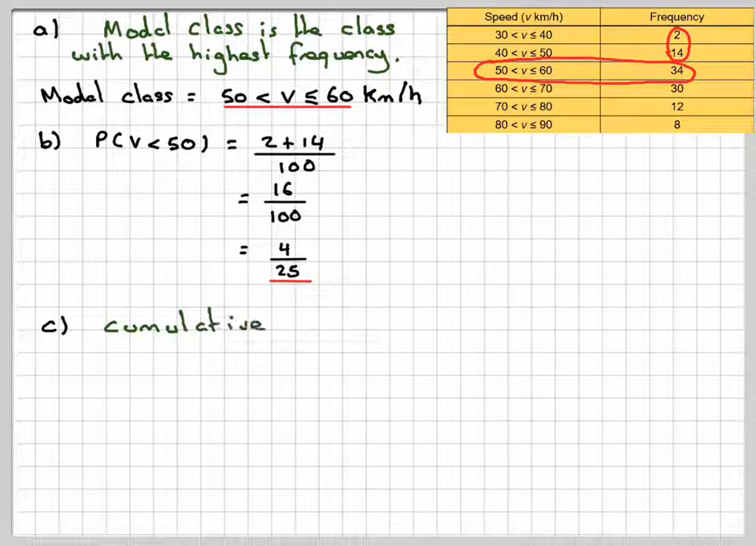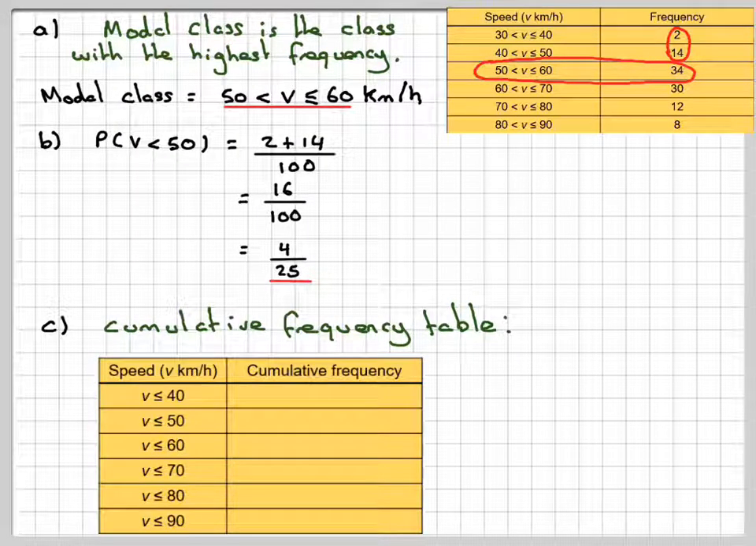Drawing a cumulative frequency table. Now, normally in an examination, the table is given to you, you just have to fill in the spaces. So here we have our table. Less than 40 is going to be 2. This one is going to be 2 plus 14.